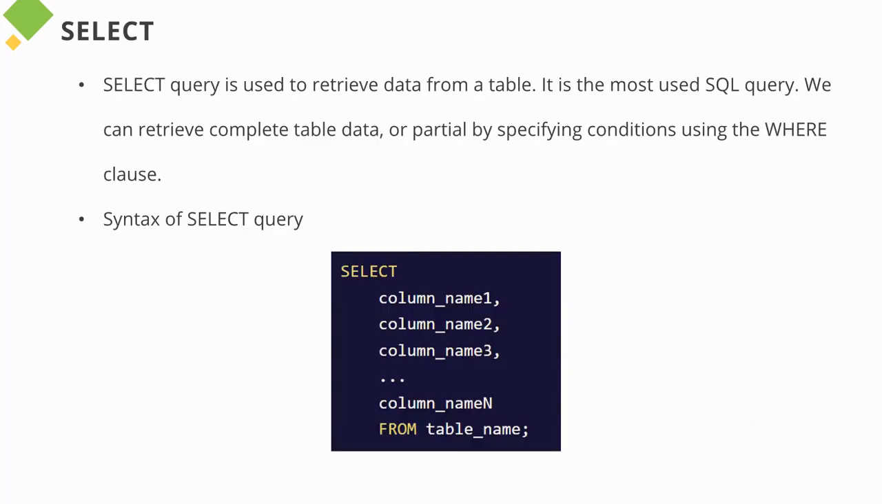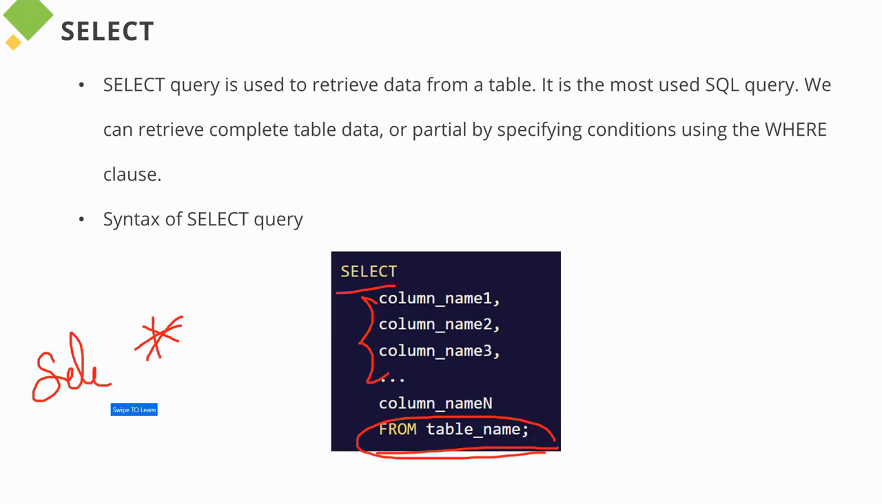Now for the select query, these are used to retrieve the data from a table. This is an example of the DQL, data query language. The syntax is very simple: select, followed by whatever columns you want, from table name. If I don't want to write all the columns, you can simply use star: select star from table name. It queries all the values, all the columns, from the table.